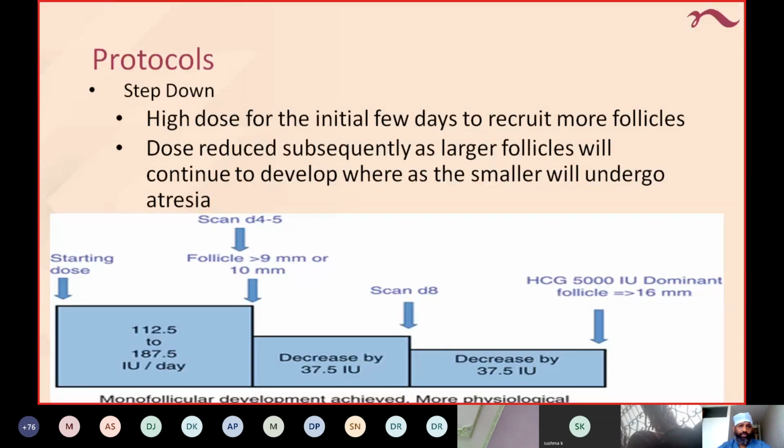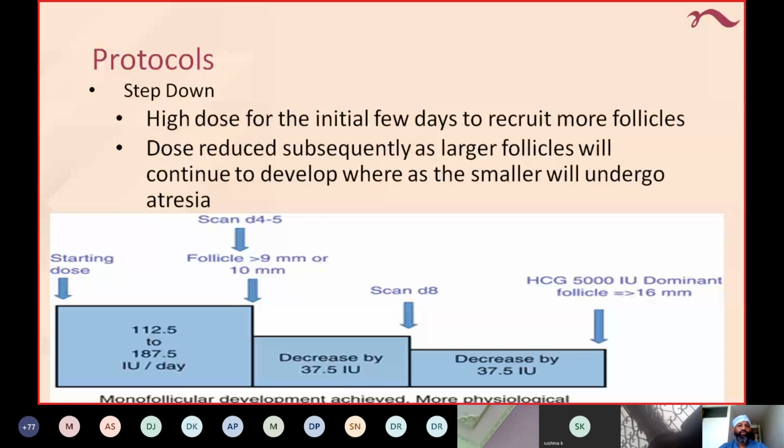So what are the protocols for using this? There is the step-down protocol. In a sense, if you suspect that you might need a higher dose, you start with the higher dose initially so that more follicles are recruited to grow to dominance. But in between, if you do a scan and you realize that you're having more response, then you reduce the dosage. This is called the step-down protocol.